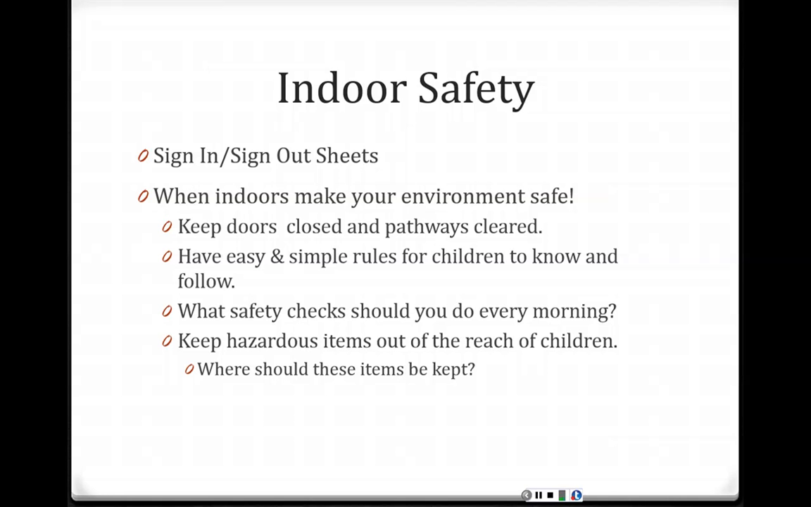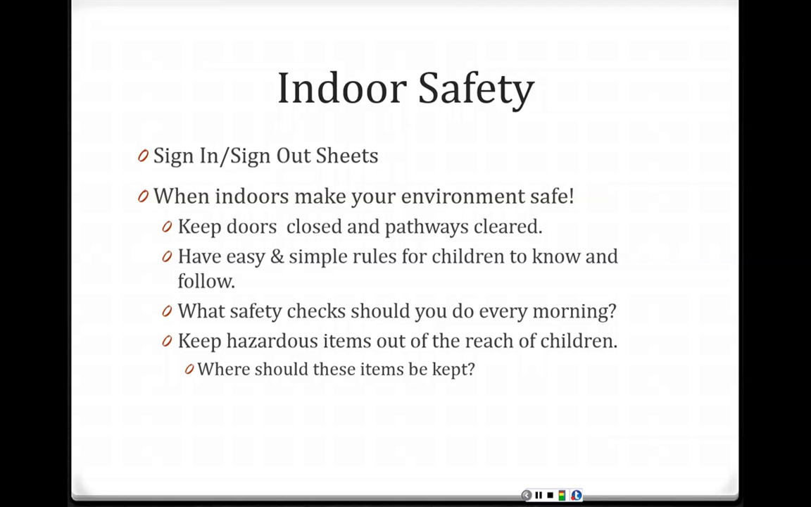What safety checks should you do every morning? Every morning when you come into your classroom, you should look around at your space. You want to check and make sure that there's no small objects on the floor that could cause choking. You want to make sure that there is nothing going on with any of the electrical outlets. If you have water in your classroom, and most of our classrooms do, you want to make sure that there's nothing going on with any type of plumbing where there's water out. Take a look around your classroom each morning and just do a simple safety check.